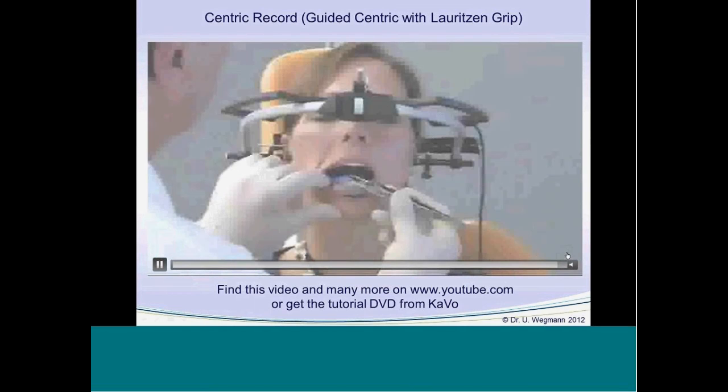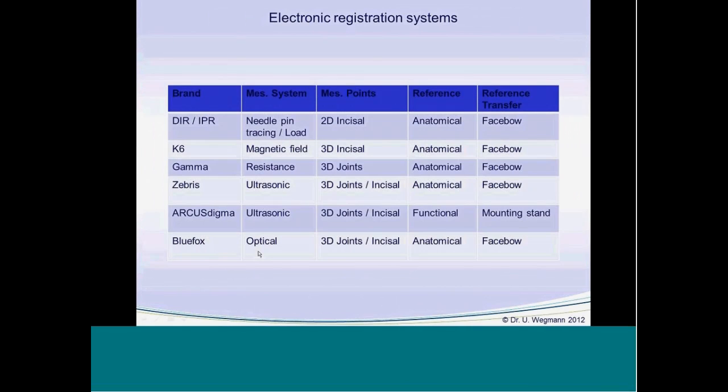Why should you choose the Digma system and not another electronic registration system? Here you can compare different brands of electronic registration systems. And you can see the Arcostigma is the only one which refers to functional measurements and not to anatomical measurements. This is the difference between the Arcostigma and all these other electronic registration systems.